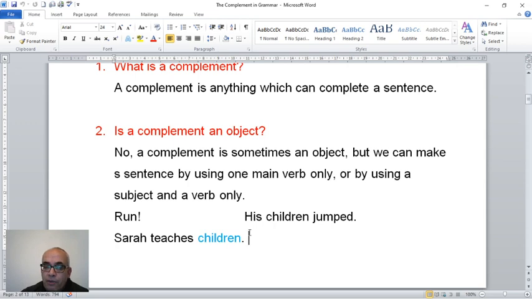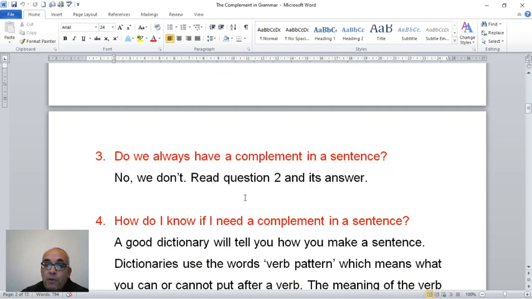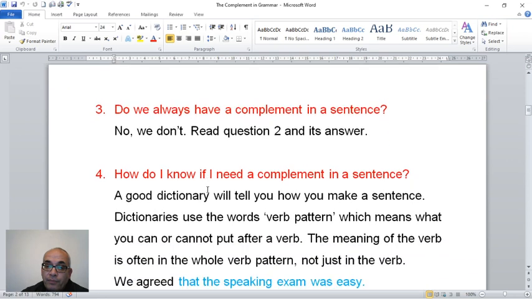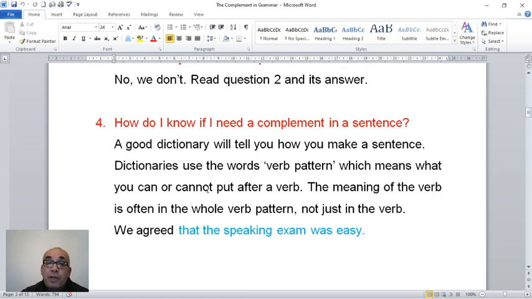Let's look at other questions. Do we always have a complement in a sentence? No, we don't. So I explained this in question 2 and the answer. How do I know if I need a complement in a sentence? How do I know? A good dictionary will tell you how you make a sentence.